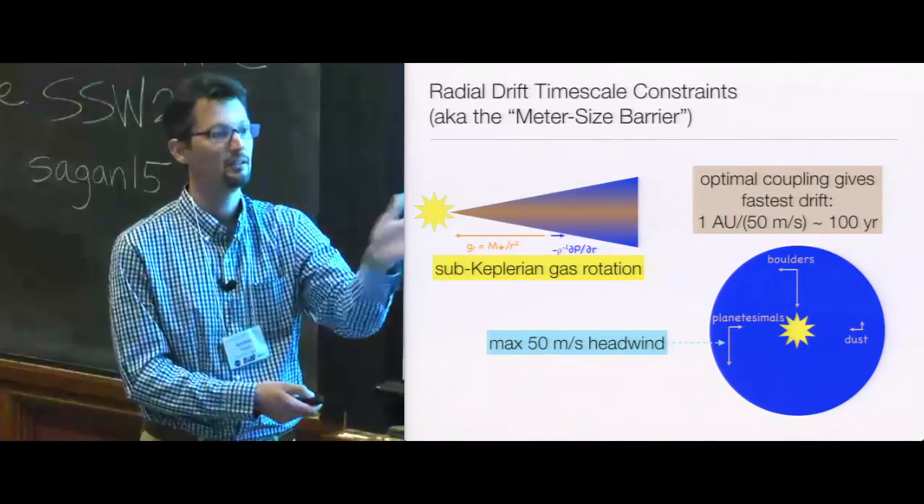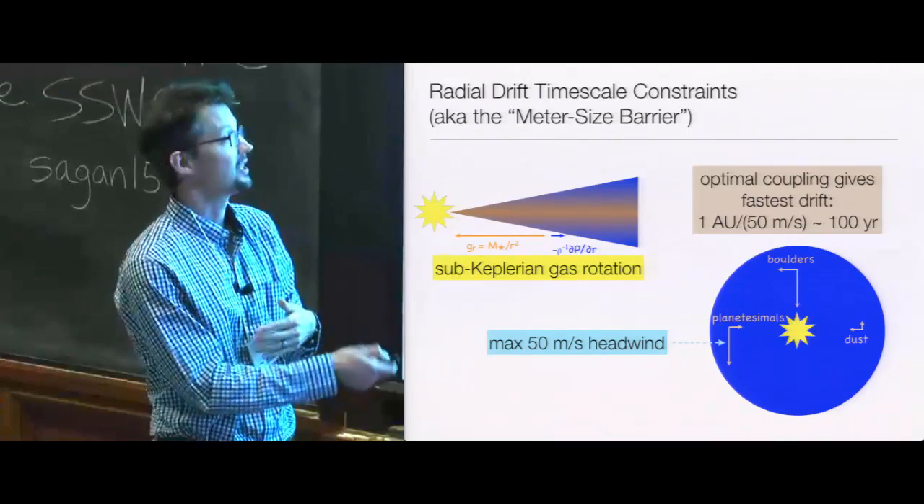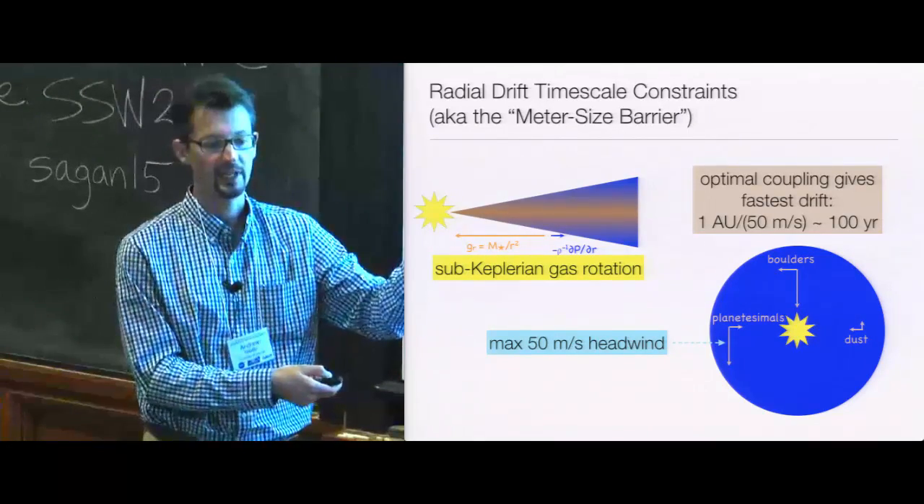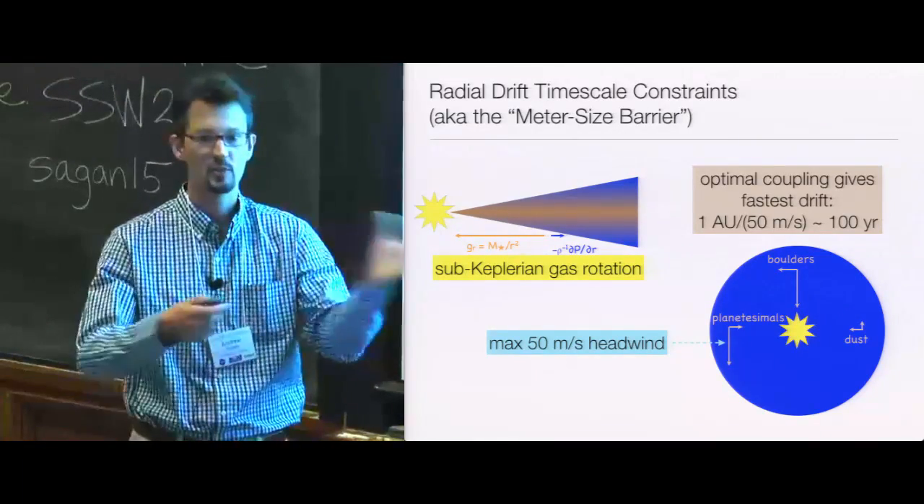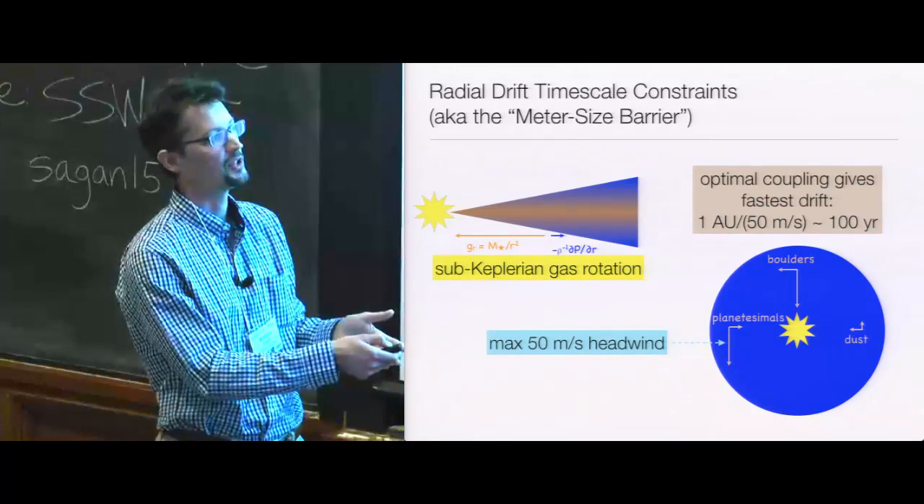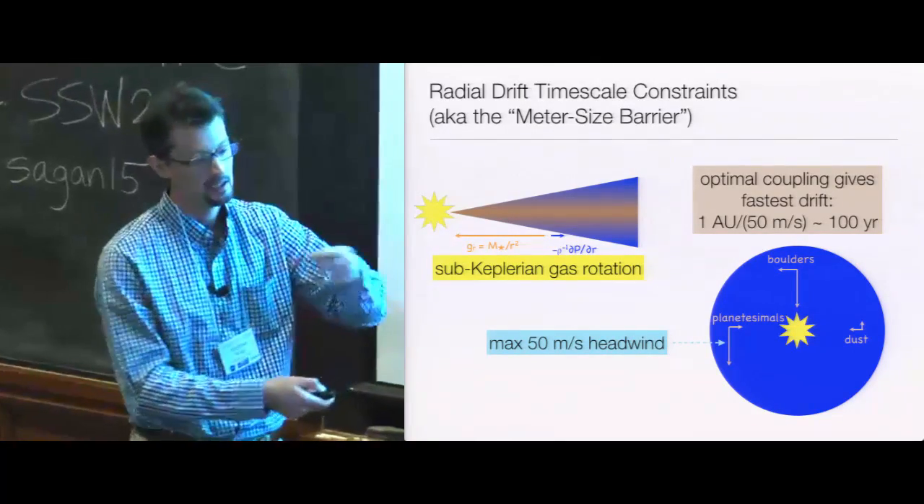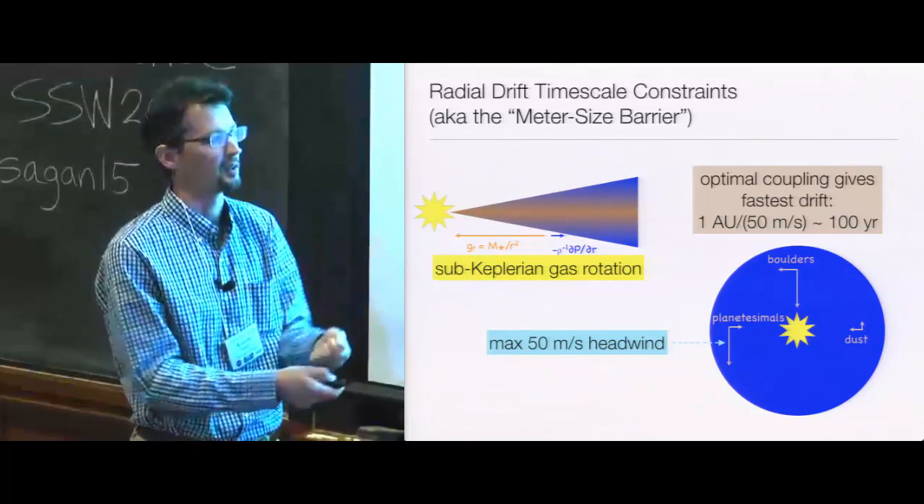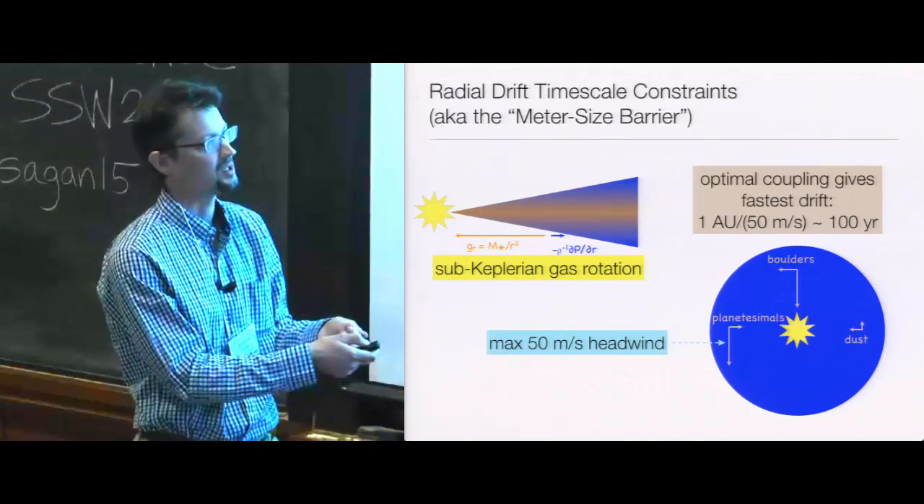If you get all the way to planetesimal sizes and larger, now these things are plowing through the gas full speed ahead, and they're seeing this 50 meter a second headwind, but they've got so much inertia, such a head of steam, the drag is a small correction to that. So they lose just a little bit of angular momentum per orbit, and they drift in very slowly.